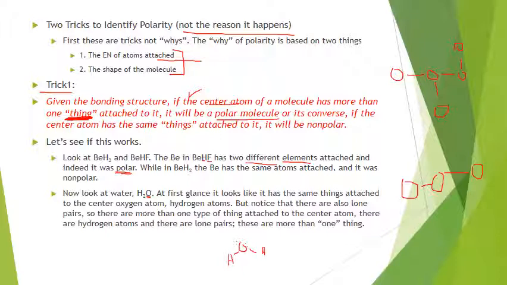And you see now it has two different types of things. It has bonds, hydrogen bonds to hydrogen, and lone pairs. So it has two different types of things. So we said if it has two different types of things, it's nonpolar. Okay, and it is indeed nonpolar.